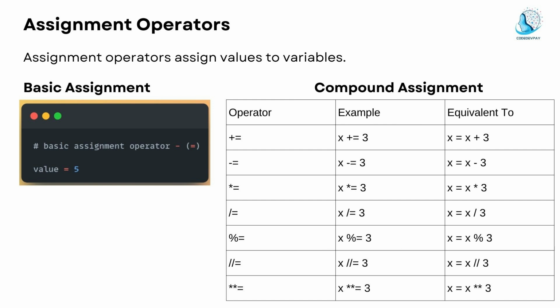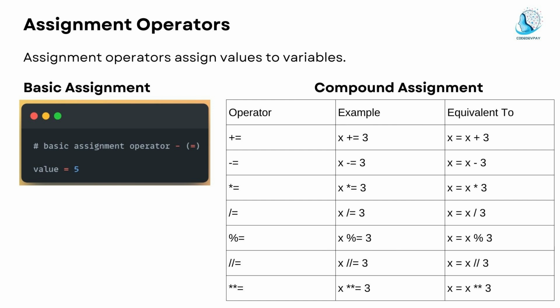For the basic assignment, we mostly use it in creating variables. So we have value equals 5. Now let's look at compound assignments. A compound assignment operator is created by using an arithmetic operator and the equal sign. So with the first part, we have plus equals. So this is one type of compound assignment operator.